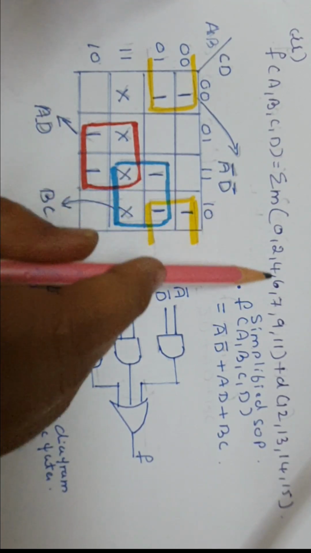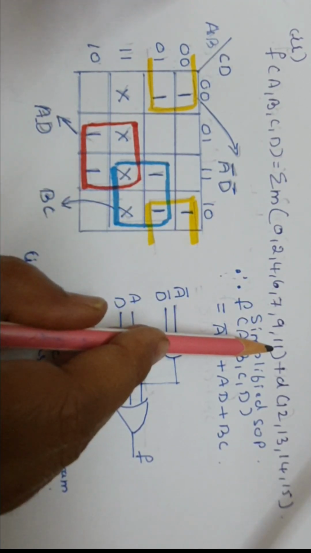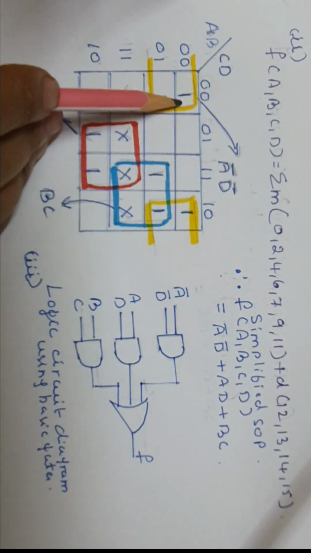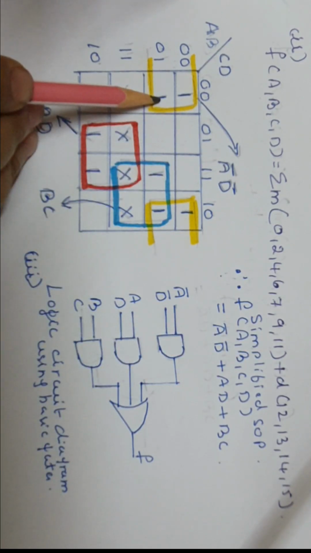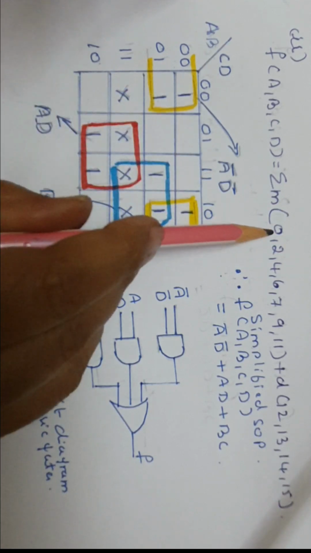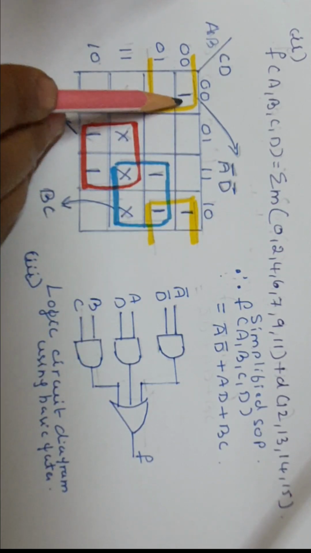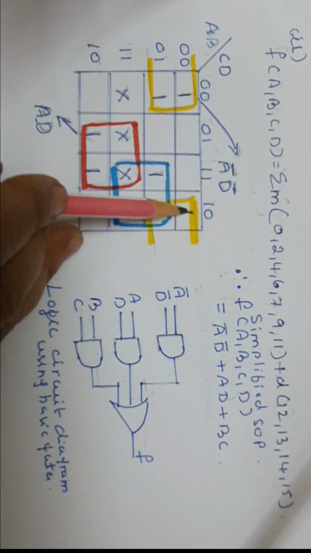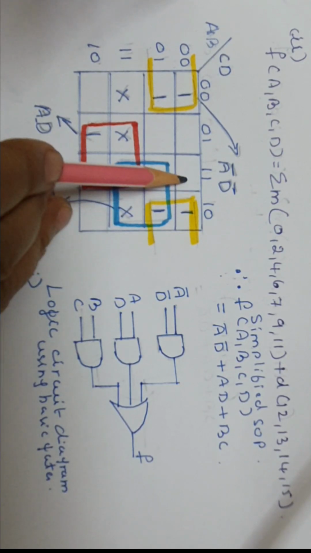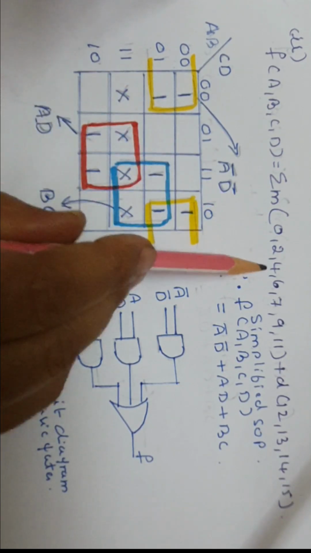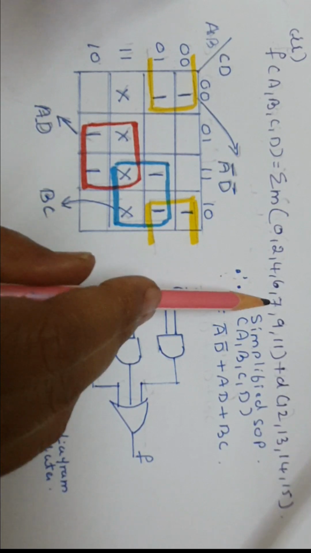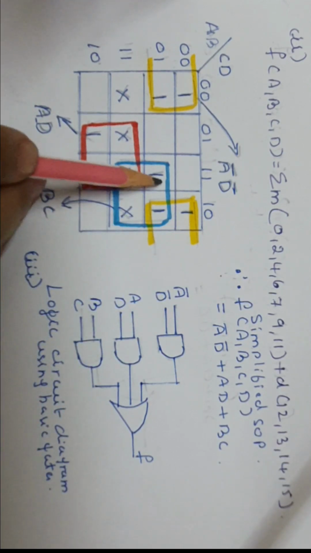Whichever minterms are there in the SOP expression, in their place in the K map we have to fill logic 1. So minterm 0, 1. Minterm 1 is not there. Minterm 2, 1. 3 is not there. 4 is there. 5 is not there. 6, 7 are there. So 6, 7, 1.